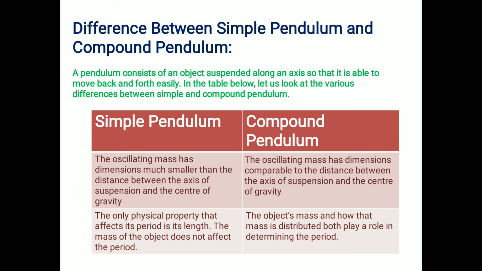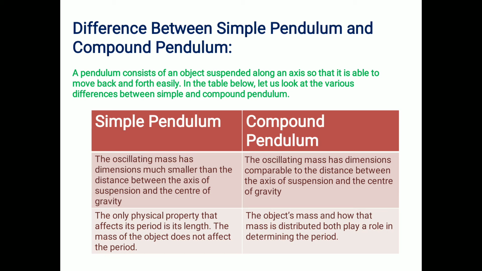What is the common difference between simple pendulum and compound pendulum? Yes, revise it once again. First point says the oscillating mass has dimensions much smaller than the distance between axis of suspension and center of gravity. And in compound pendulum, oscillating mass has dimensions comparable to the distance between axis of suspension and center of gravity. And what second point says?